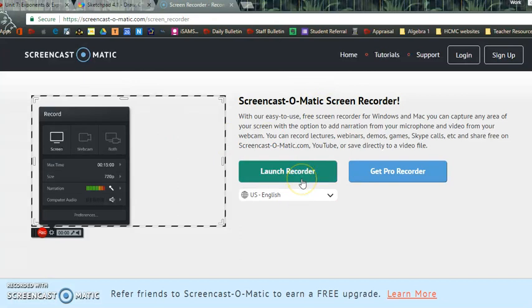You can download the launcher, play around with it, and you can see there's a button that you should see, this red button. You click record and it'll start your recording. So play around with that.